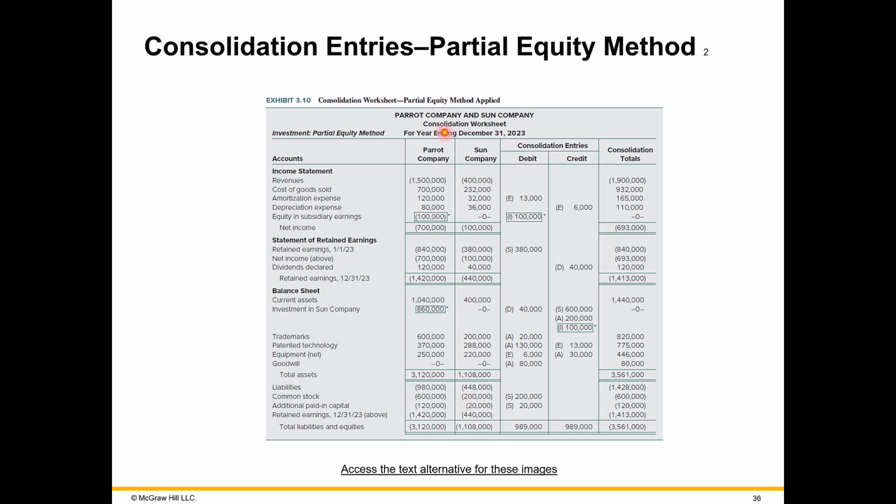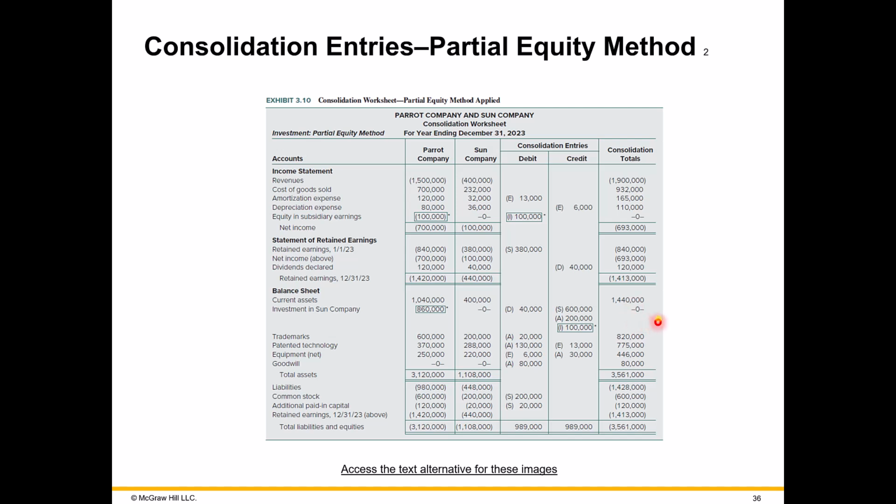Okay. So again, what's different in this parent column compared to the full equity method is that the 7,000 net amortization is not recorded. So you don't have to reverse it out, but you still put it back in here using this E entry.